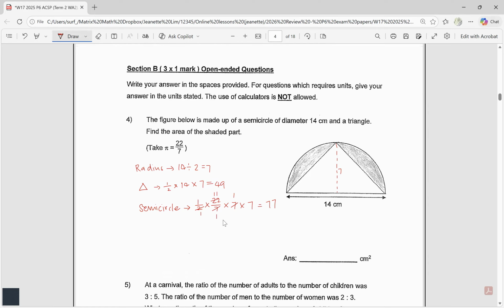Now, area of semicircle minus triangle. So 77 minus 49. Answer: 28 square cm.